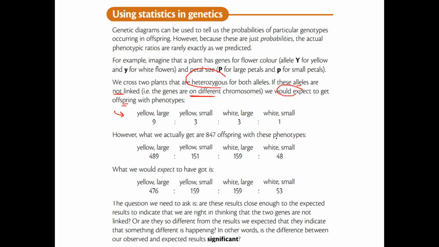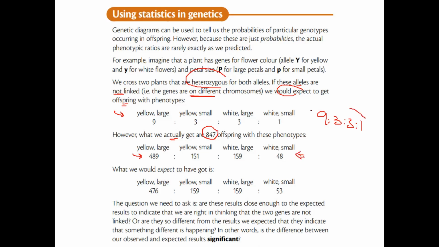So we are assuming it's a dihybrid cross, remember this is a ratio 9:3:3:1, right? ठीक है, so what they do, इन्होंने offspring जब produce हुए, so what do they get? ठीक है, there were 847 in total, and this is what they actually get. This is their result. ठीक है, ये इनके observed values हैं. These are the actual values that they got after the experiment. Yellow large इनको 489 मिले, yellow small 151, white large 159, white small 48. ठीक है, this is the actual result that they got.